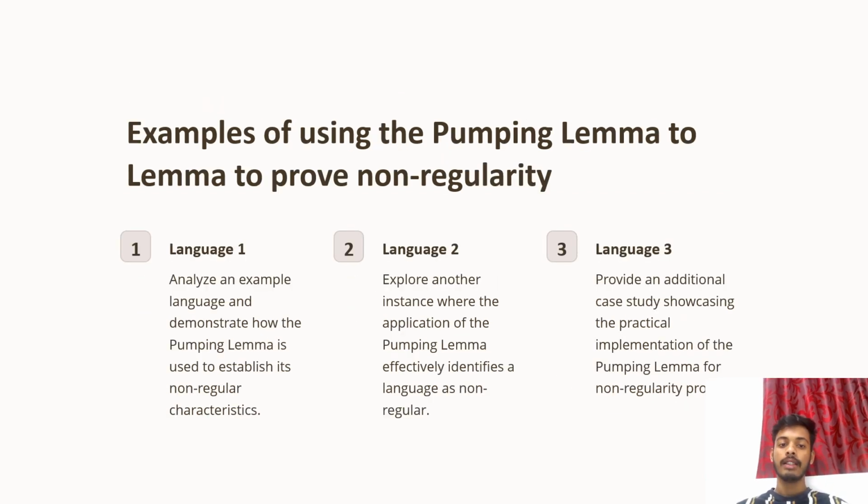Let us see examples of using the pumping lemma to prove non-regularity. Language 1: analyze an example language and demonstrate how the pumping lemma is used to establish its non-regular characteristics. Language 2: explore another instance where the application of the pumping lemma effectively identifies a language as non-regular. Third, provide an additional case study showcasing the practical implementation of the pumping lemma for a non-regularity proof.